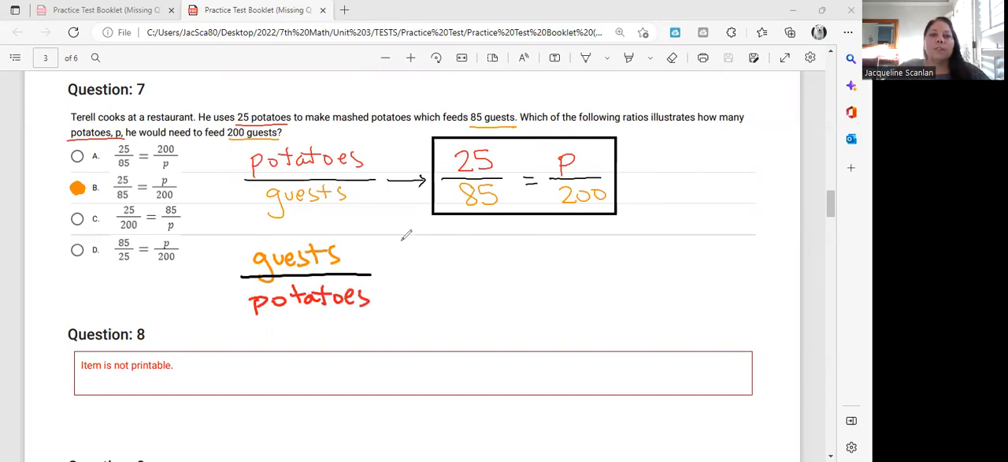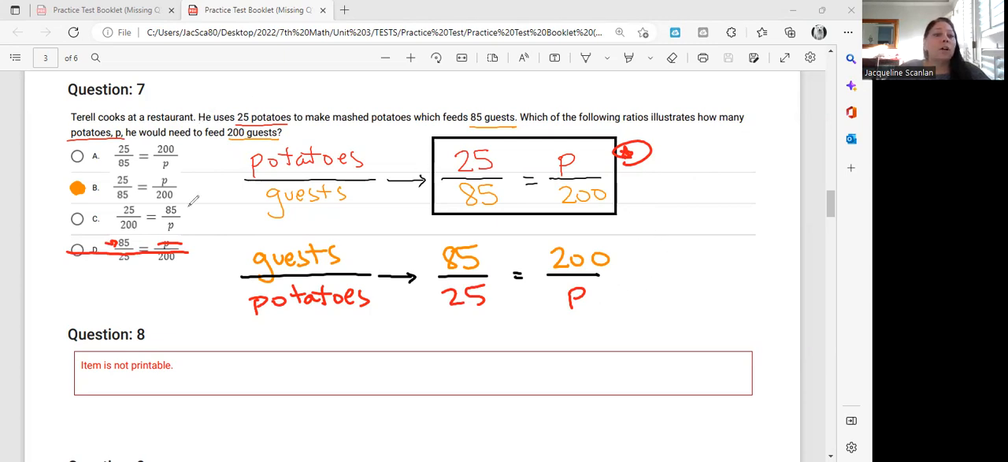All right, now if I flipped it upside down, that would mean that I have to flip upside down all of the information on the fractions as well. So instead of my guests being on the bottom, they're going to be on the top. So that would give me 85 on top and 200 on top. And for my potatoes, I would have 25 on the bottom and P on the bottom. And if I look for this proportion, you're going to notice that this 85 is on top, but the P is on top here. So this cannot possibly be correct. So it's not that this is the only proportion that is correct. It's just that it's the only one that's written properly, comparing potatoes and guests.